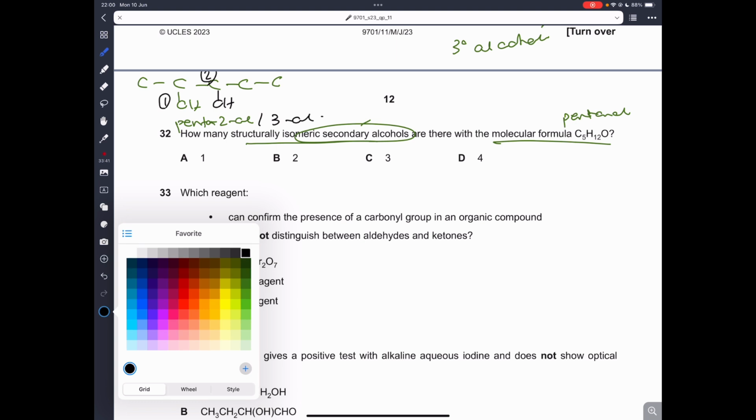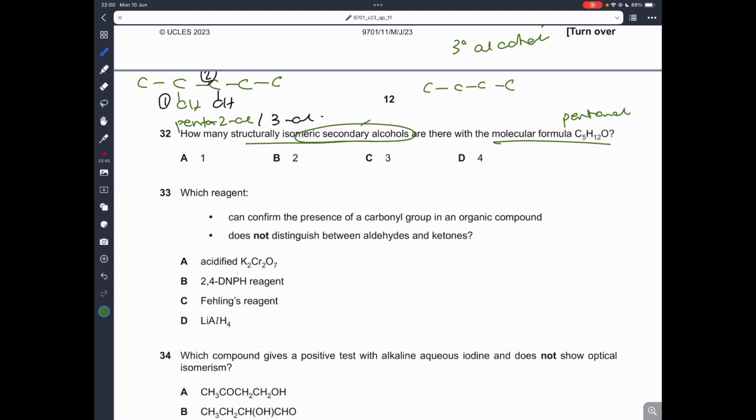Next, we have to think about a branched isomer. 1, 2, 3, 4. We can think of a methyl and a hydroxide here. This is going to be 3-methyl butan-2-ol. This is going to be our third isomer. You might be asking about this other one, but these two are the same thing, based on the priority of the hydroxide group. So this is the same isomer. So we only have 3 isomers. So C is the right answer.